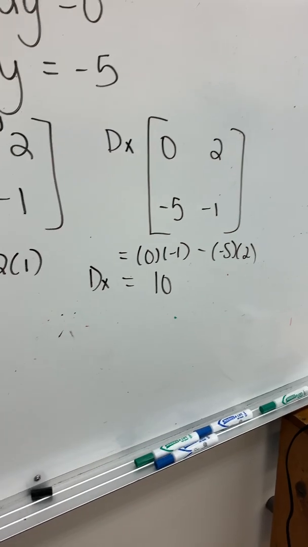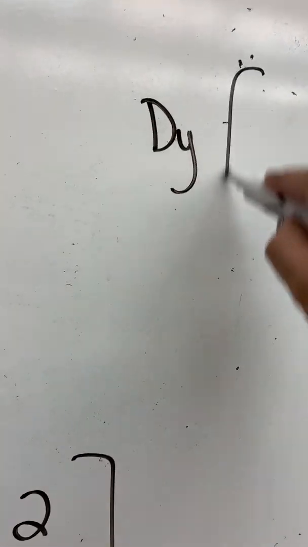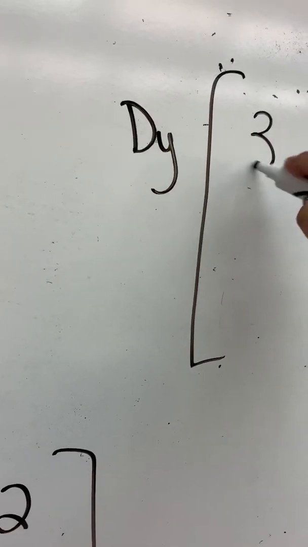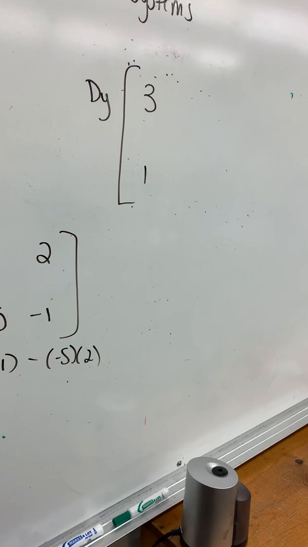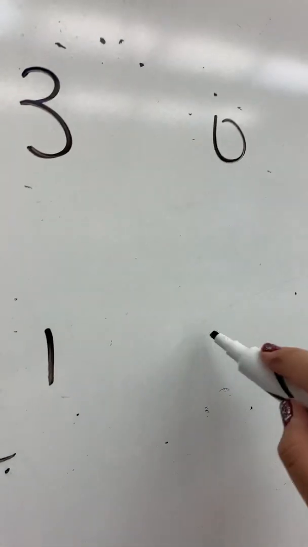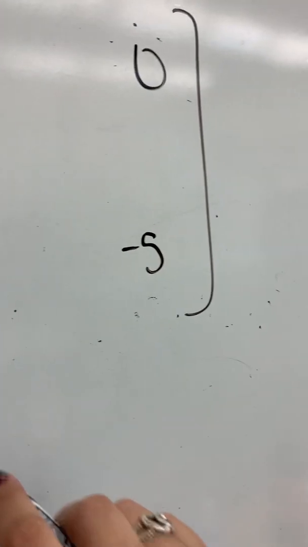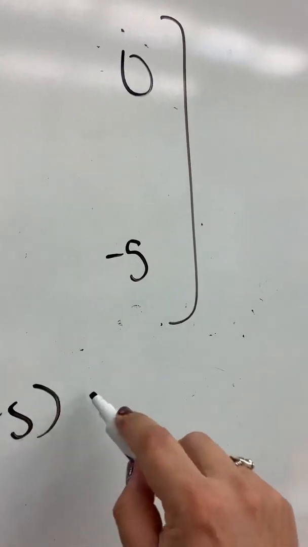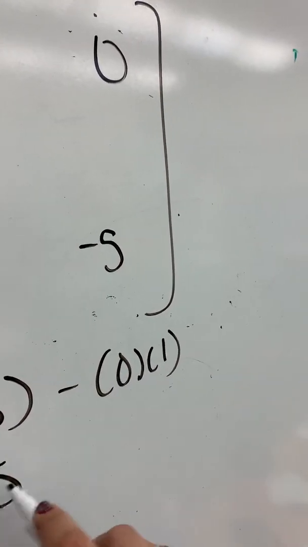We're going to do the same thing with my Y, so my D of Y. My X column stays the same, nothing changes with that. My Y column is what's going to be replaced with the what-it-equals. So 0, -5. From here, we cross multiply. 3 times -5 minus 0 times 1. So this would be -15.